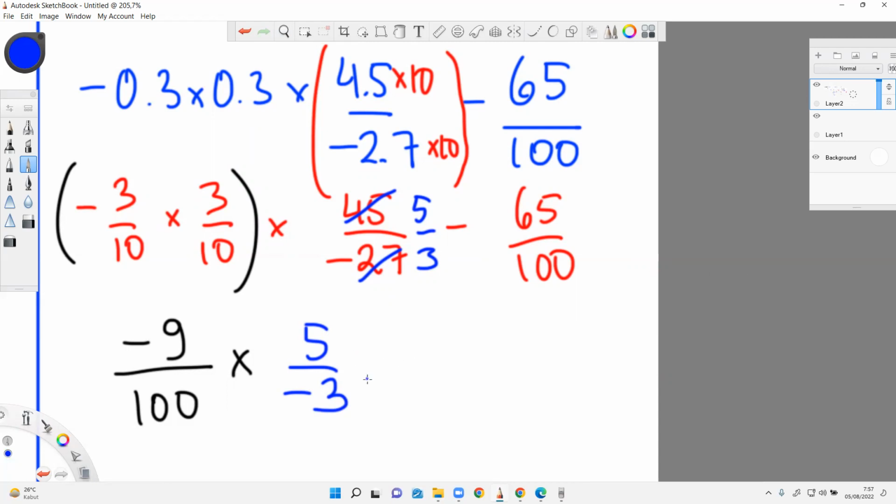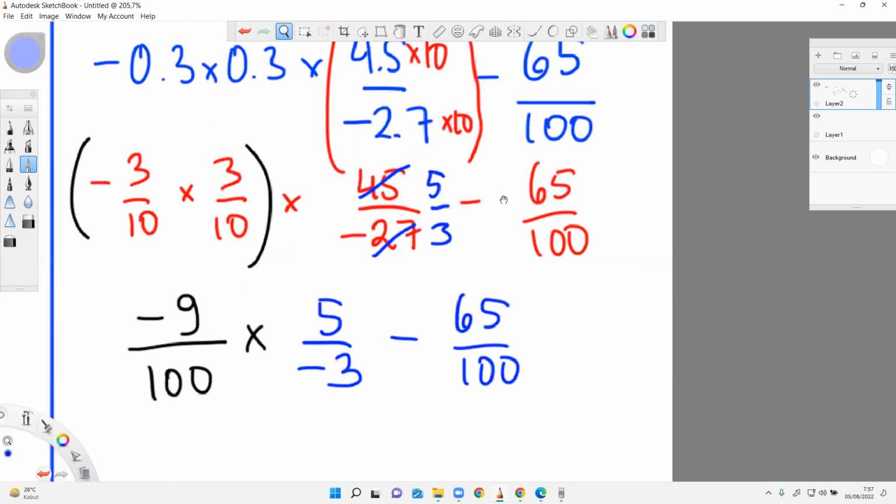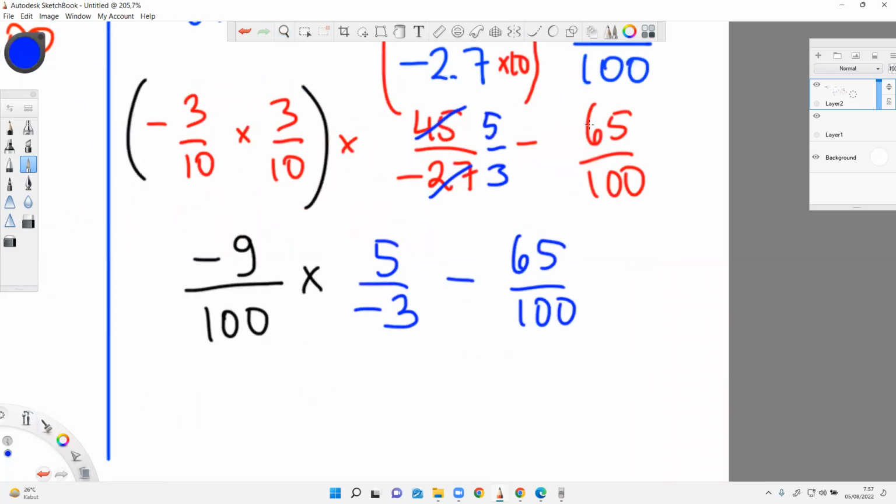Subtract 65 over 100. First things first, guys. Which one, times or subtract? Times. But we have one problem here. Do you notice the problem? The negative is still below. Move it on top. Again, if we have the negative on the bottom part, move it on top of the fraction.